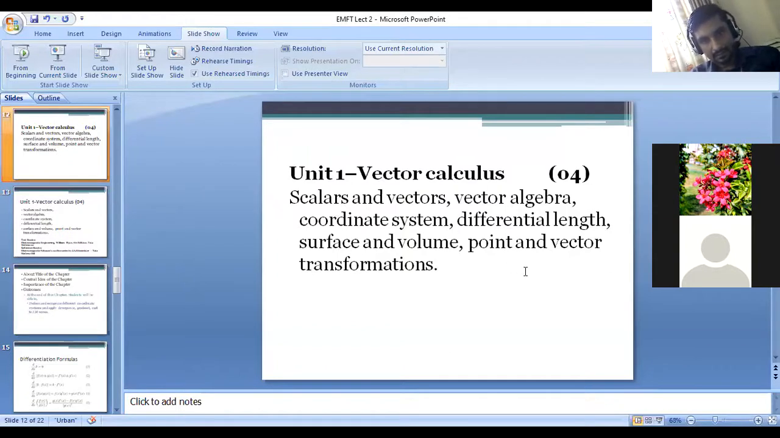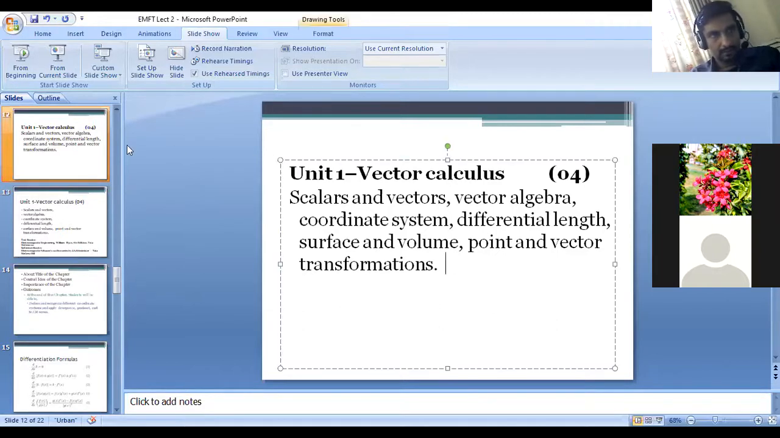Right. So I expect all of you to take a note of the syllabus. Unit 1, vector calculus. Only 4-5 points are there, and the total time assigned for this unit is 4 hours. Within 4 hours, we are going to finish the first unit. It includes scalars and vectors, vector algebra, coordinate systems, differential length, surface and volume, point and vector transformations. I hope all of you have written this. Now let's move ahead.